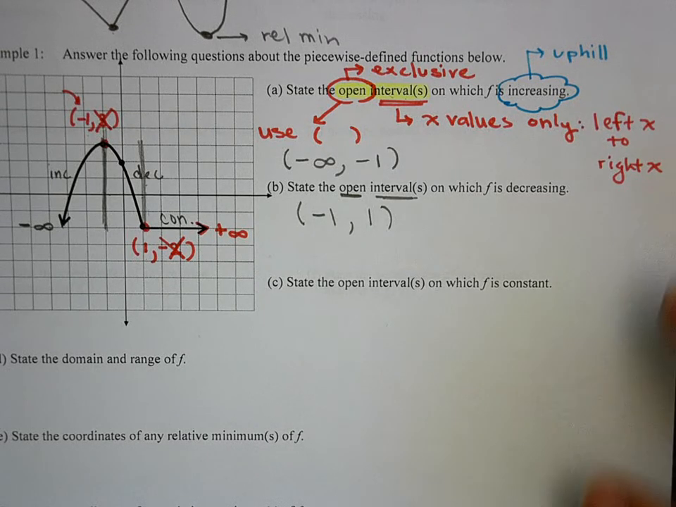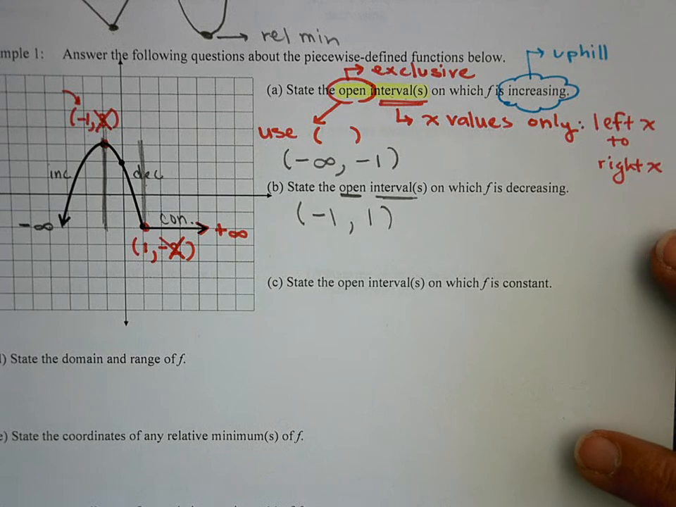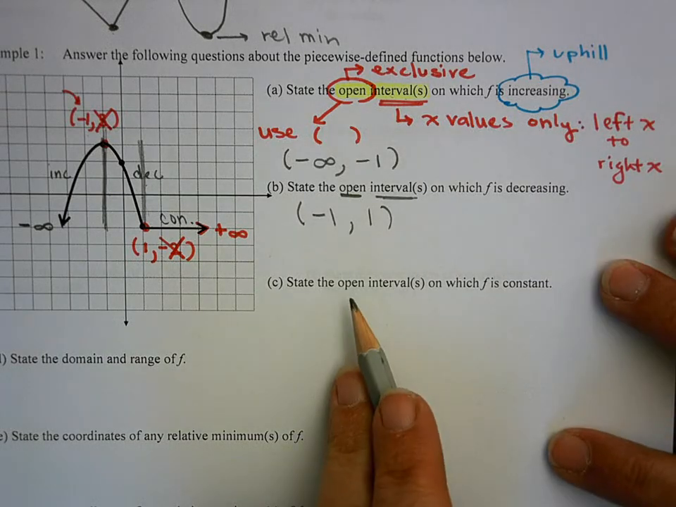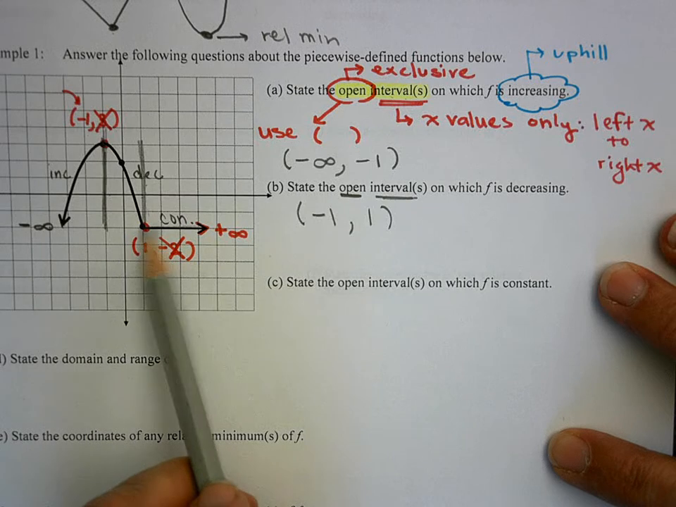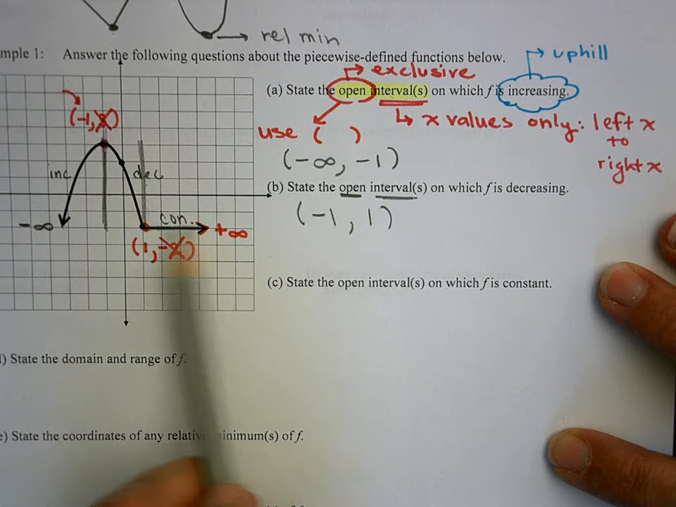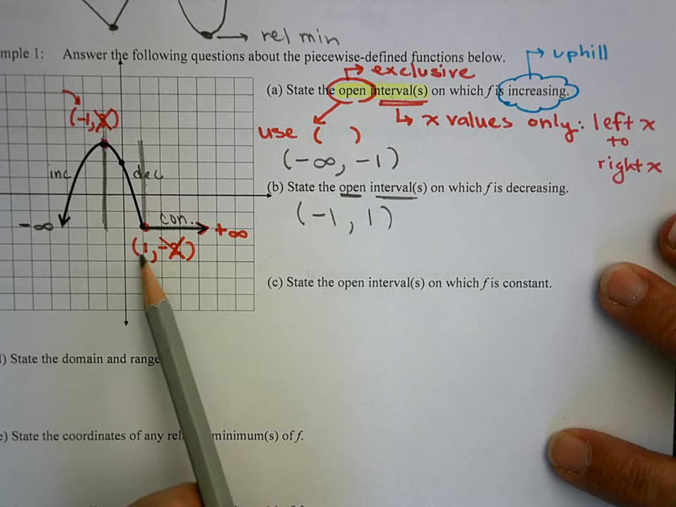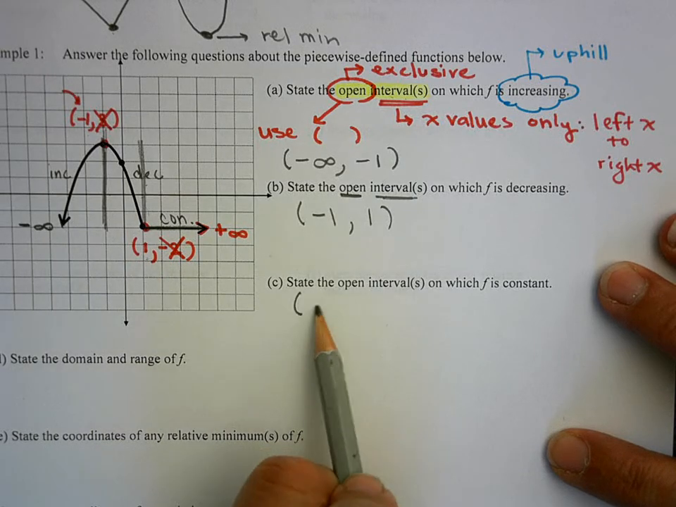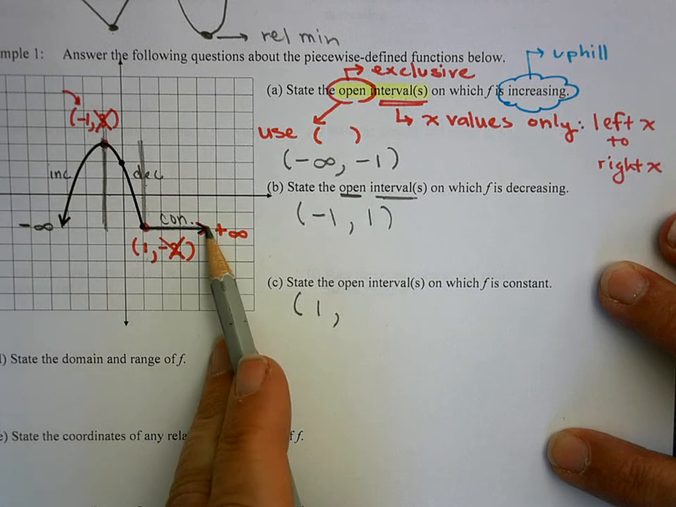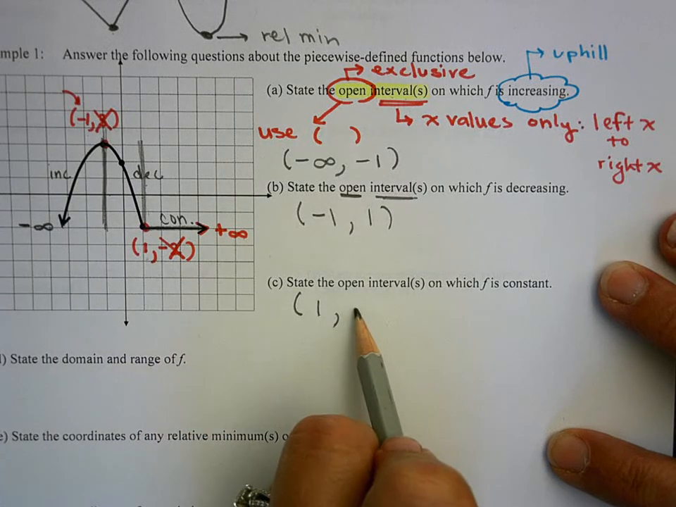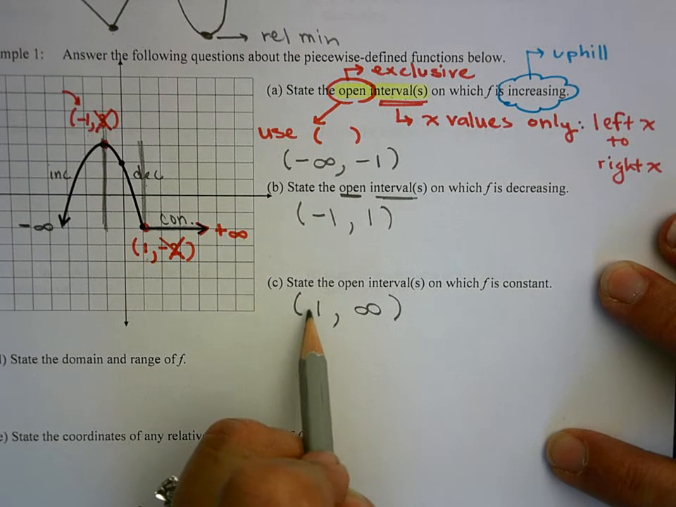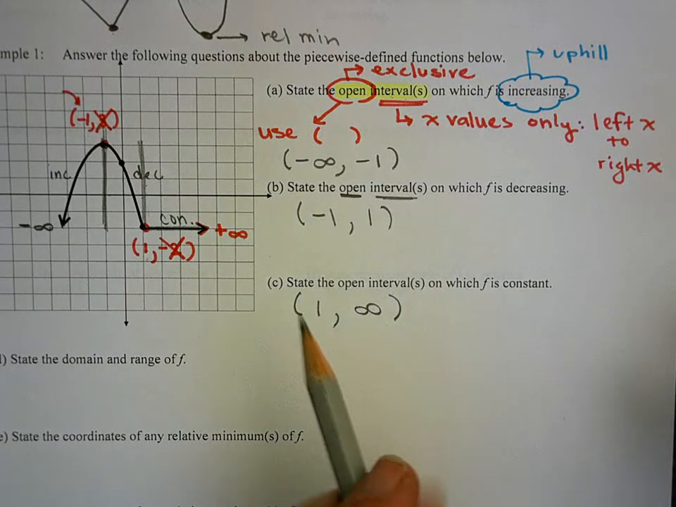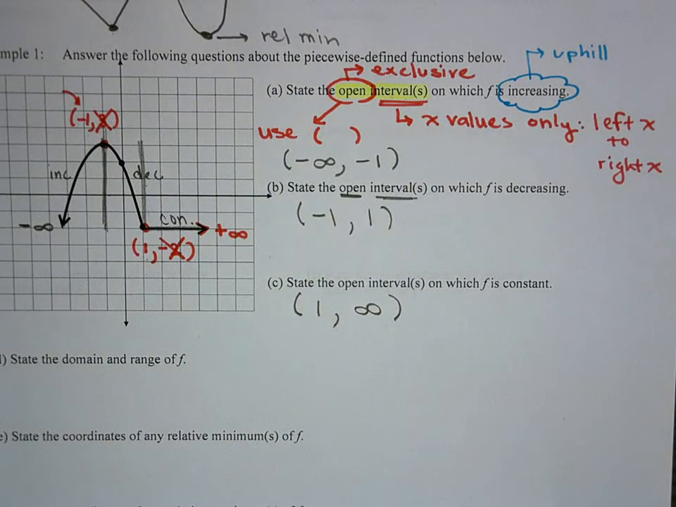Okay. So for part C, we want to state the open intervals on which f is constant. So open meaning we're going to use parentheses, intervals meaning we're going to use the x values. So where is the function constant? It is constant on this line right here. So from this ordered pair, which started at x equals 1, because all we're using is x values, and then it doesn't stop, and so then to positive infinity. And you don't have to put the plus there. If it's positive, that's implied, just like we don't have to put a plus here to say that's positive 1. Okay? So it would be okay if you put a plus here, because that's certainly not wrong.